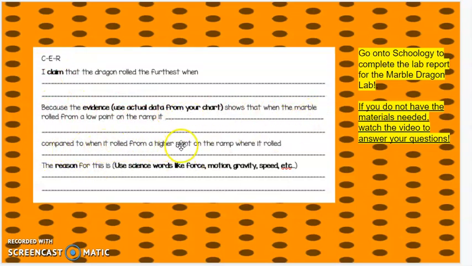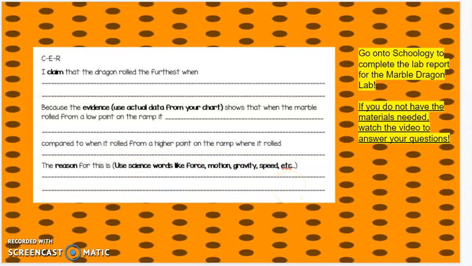Compared to when it rolled from a higher point on the ramp, tell me what happened in your lab. And then the reason, which is your R. The reason for this is, and then tell me why these things happened. And like I said, please use science words like force, motion, gravity, speed. You don't have to use them all. I'm just giving you the option.